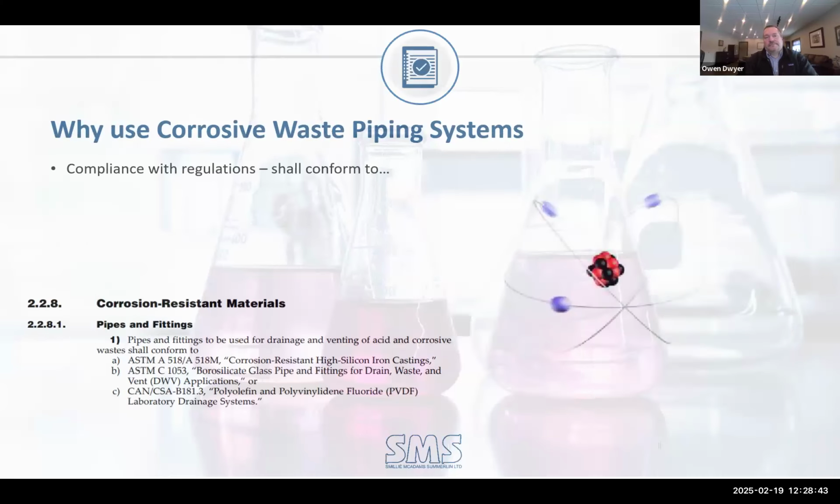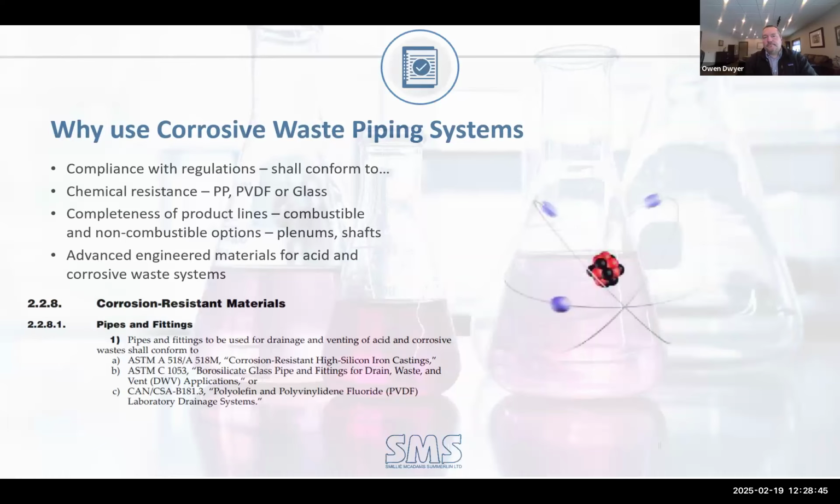But just as a quick recap, you have to comply, thou shalt conform to A, B, or C. So we're left with polypropylene, PVDF, or glass as our three piping options. You have to look at the completeness of the product. Is it a combustible or non-combustible option? Do I have plenums? Do I have vertical shafts? Do I have temperature, chemical issues, et cetera? So once you tick those boxes, then you can select the most appropriate material for those applications.